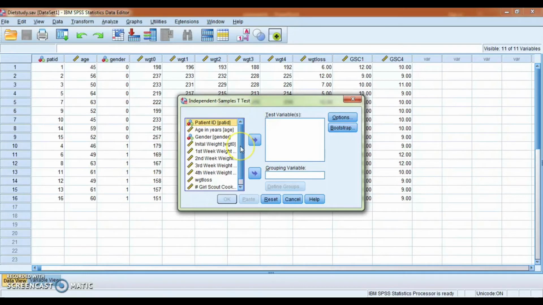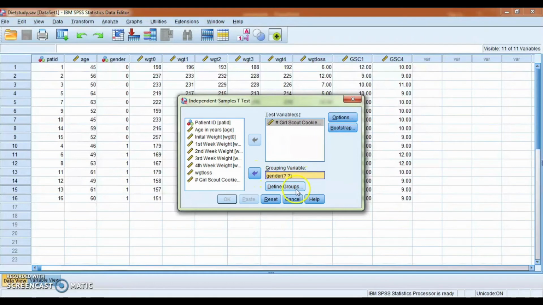Alright, you have a similar dialog box up here. So we are interested in the number of Girl Scout cookies eaten at time 1. Now remember, we have time 1 and time 4 here. So we'll start with just time 1, number of Girl Scout cookies eaten. But our grouping variable is going to be our independent variable. So whatever our groups are, and we know that that is indeed gender here. Our research question is who eats more, males or females. So we'll add that into the grouping variable.